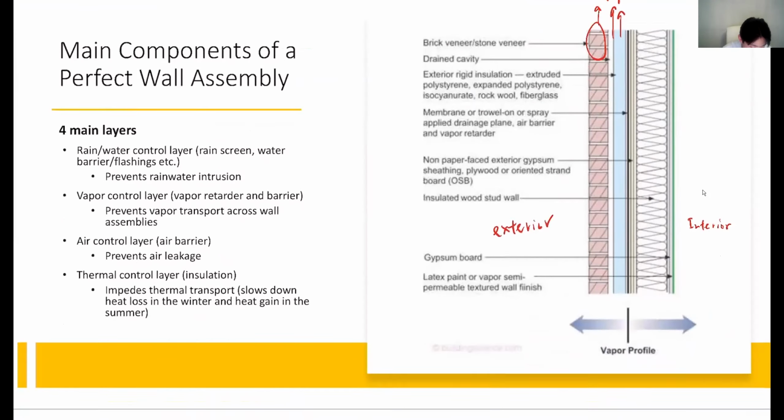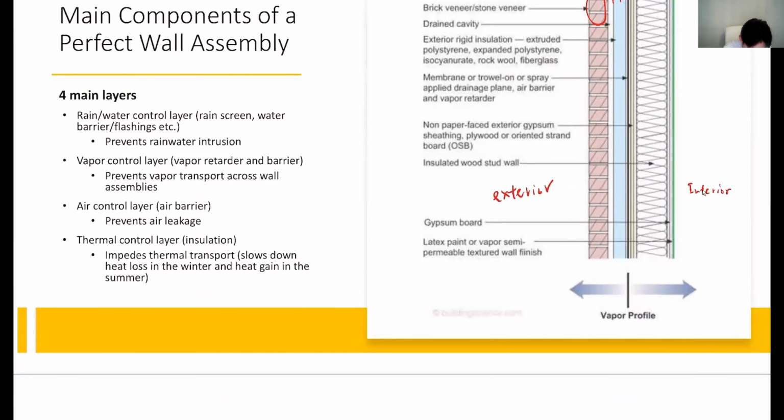What does this layer do? This is actually the rainwater control layer. Sometimes we call this a rain screen, or a water barrier. Basically, if it's raining a lot outside and water gets through the brick veneer, because brick veneers are not really as rigid as you think, sometimes they can have little openings and water just leaks through, right? So this air space provides room for the water to run down and dry out to the outside.